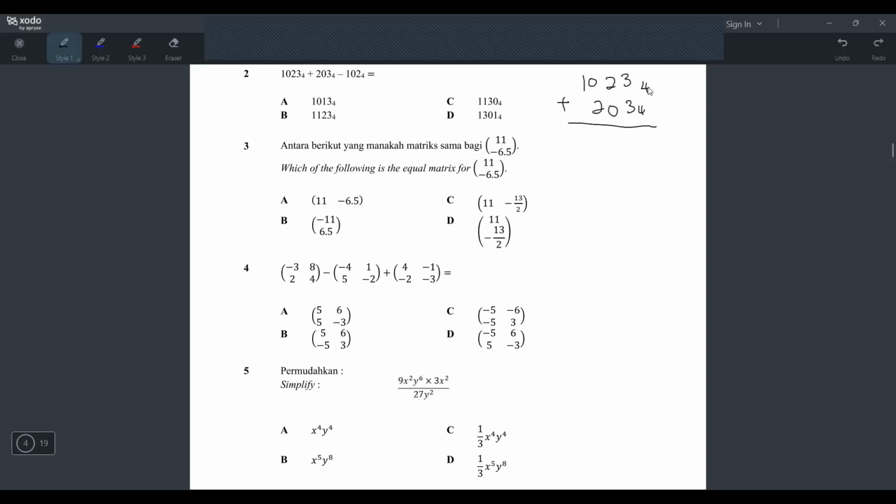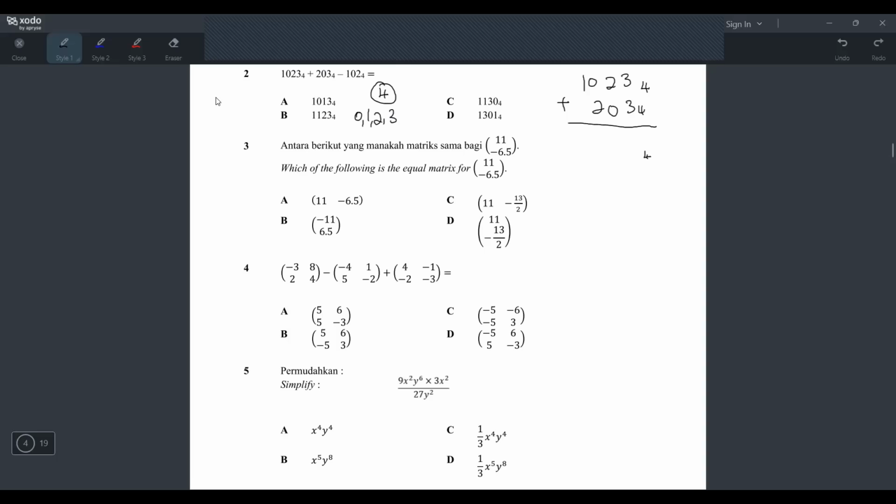So how to add? If you take a base 4 number plus a base 4 number, your answer will be in base 4. So let's take 3 plus 3. What is 3 plus 3? 6, right? But you cannot write 6, because in a base 4 number, what is the highest digit? The highest digit is always 1 less than the base. So the highest digit is 3. It means you can only see 0, 1, 2, and 3 in a base 4 number.